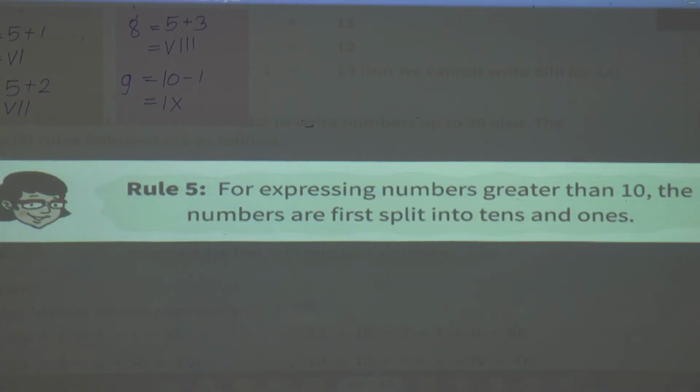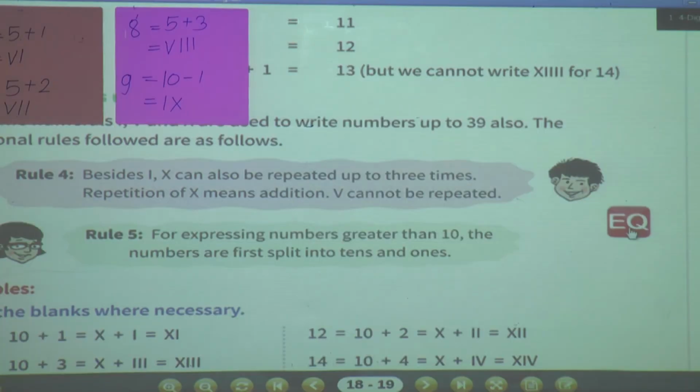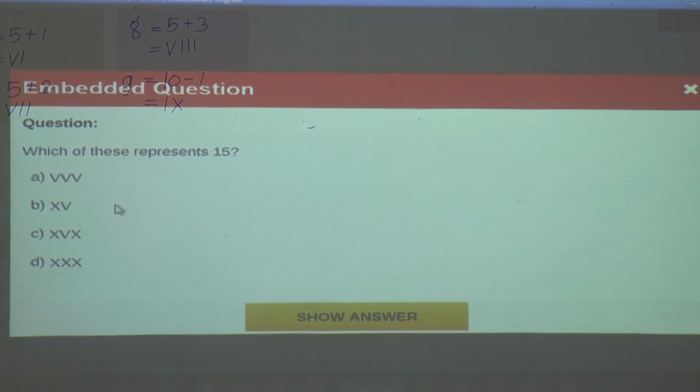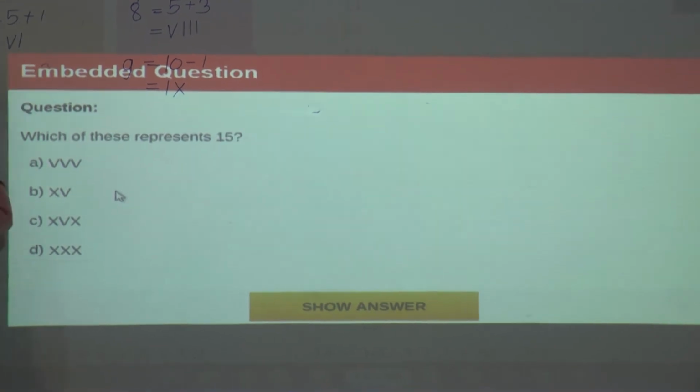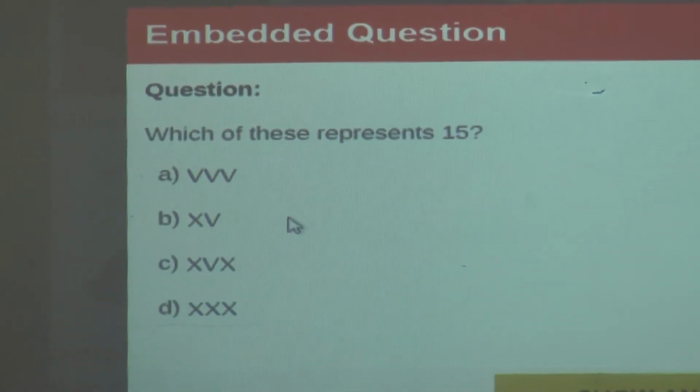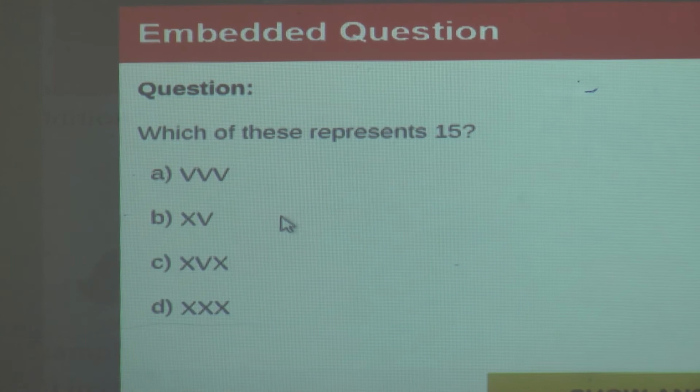Now here, look at the board. I will show you one question. I have to ask you one question and try to solve this question in your notebook. Then I will show you the answer, and again you have to check your answer from the board. Now look at the board. Which of these represent 15? Now children, 15 number is greater than 10. So as I told you, if the number is greater than 10, you have to split up the number in tens and ones.